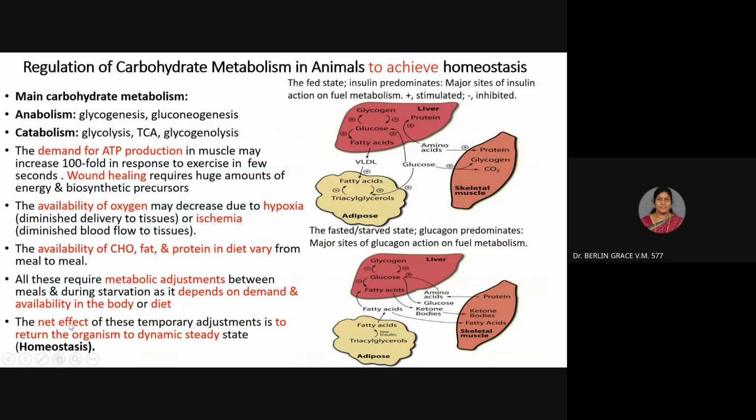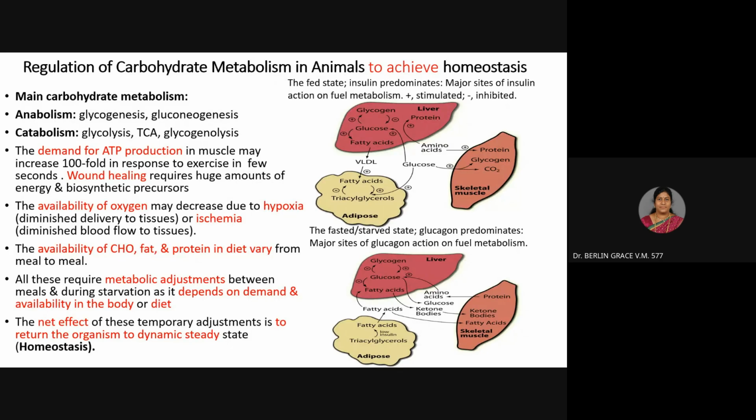So now coming to the regulation of carbohydrate metabolism in animals to achieve homeostasis. Homeostasis is the dynamic steady state of any cell or any organism, organ as well. And this homeostasis of all the biomolecules is essential in our body. So the regulation of carbohydrate metabolism, let us see in this slide. Main carbohydrate metabolism: anabolism and catabolism. In carbohydrate, anabolism is glycogenesis, glycogen synthesis. And the other one is gluconeogenesis, glucose synthesis. Both are anabolism in carbohydrate metabolism.